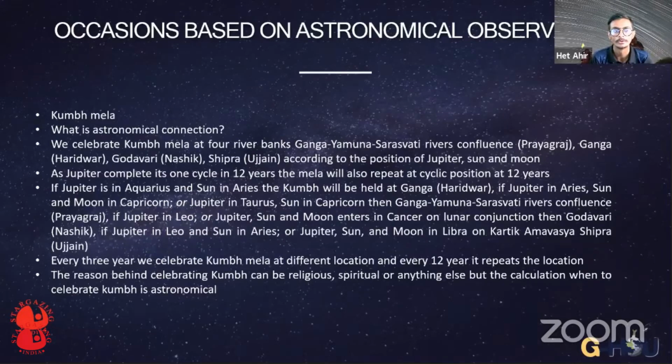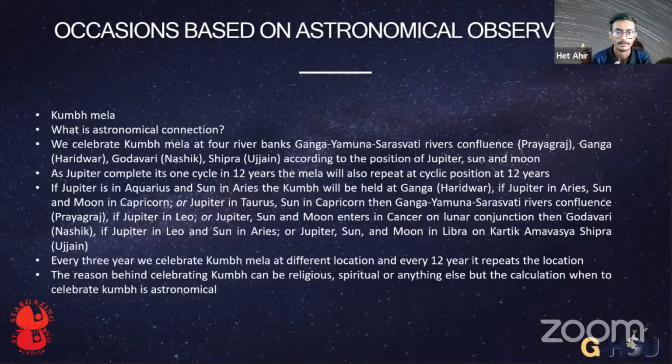First of all, we celebrate Kumbh Mela at 4 river banks. The first is the Ganga Yamuna Saraswati river confluence at Prayagraj. The second is Ganga at Haridwar. The third is Godavari at Nasik. The fourth is Shipra at Ujjain. These positions are according to the positions of Jupiter, Sun, and Moon. As Jupiter completes one cycle in 12 years, the Mela also repeats its cyclic position every 12 years.